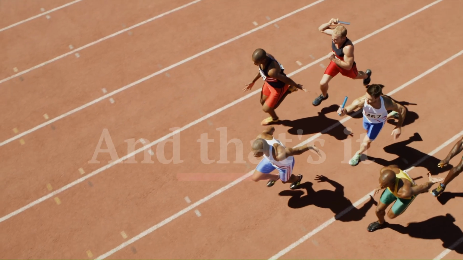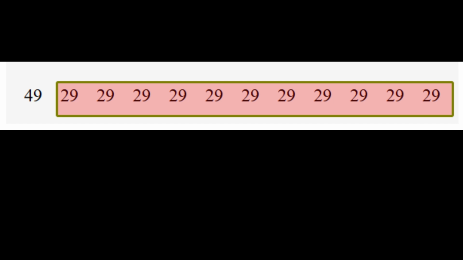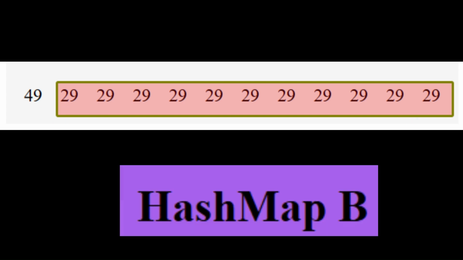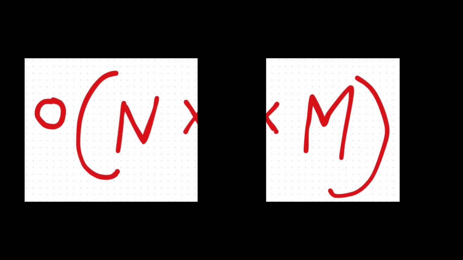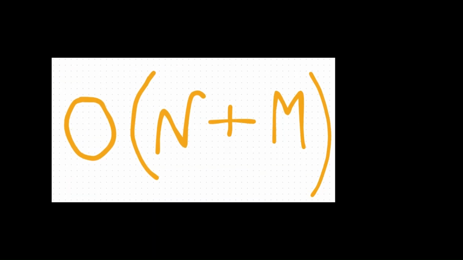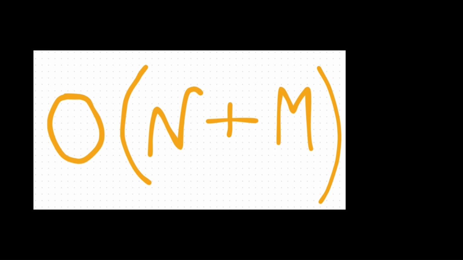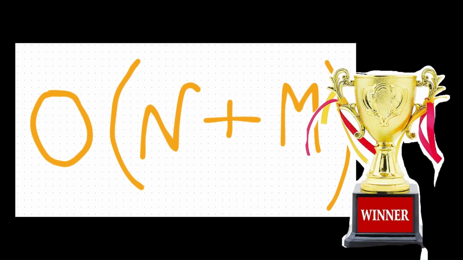And that's it. As we move the window to the right, we just update the frequency of the old element, update the frequency of the new element, and compare those frequencies with hashmap B, instead of comparing the entire hashmap A with hashmap B. This means that we are completely eliminating order of M part. We did the entire hashmap comparison only once. So the overall time complexity would be reduced to order of N plus M, which is way efficient than order of N into M.